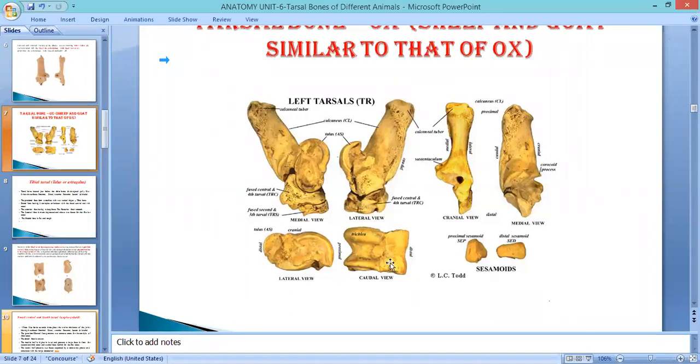You see here, this is the tibial tarsal. This is the second largest bone of the tarsal bones, that is the tibial tarsal. For description, this is the tibial tarsal.